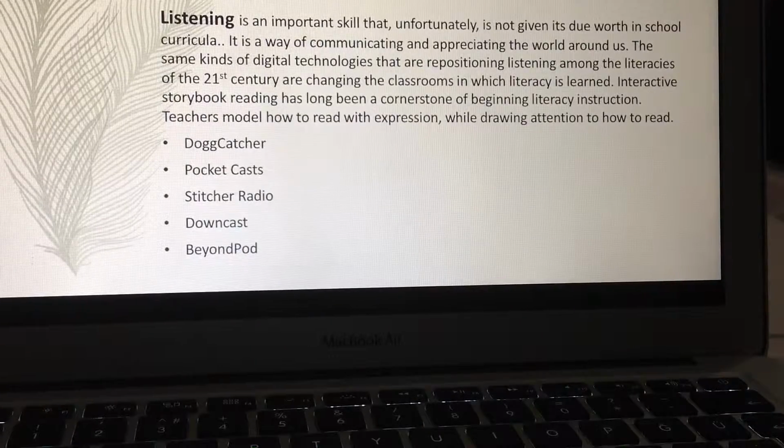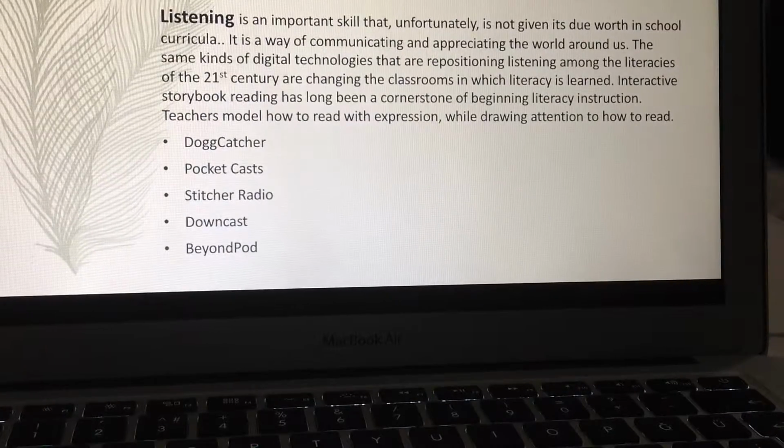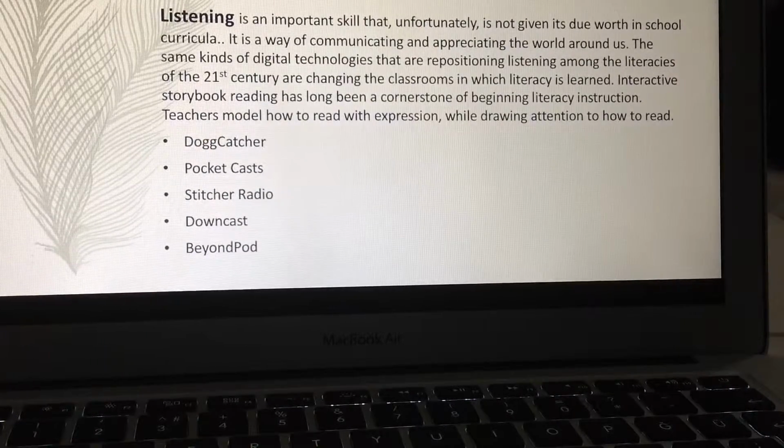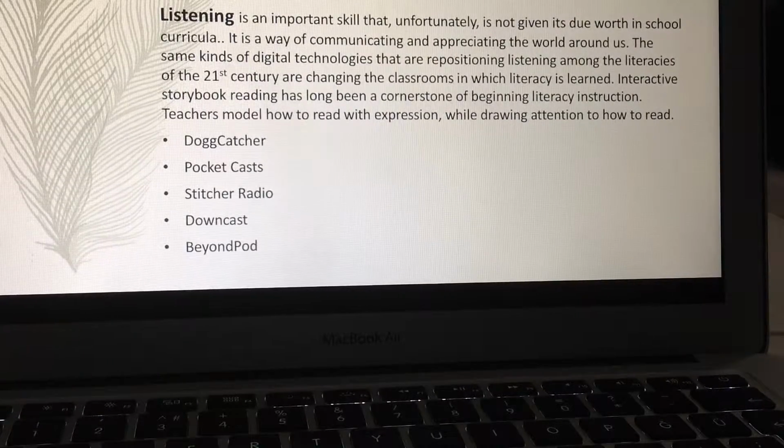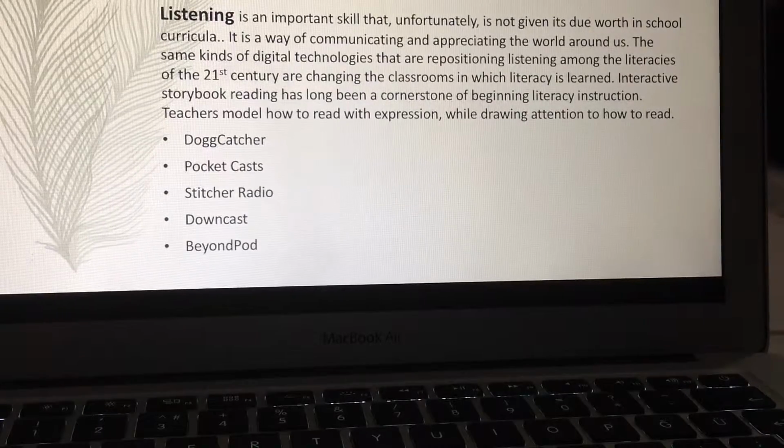Listening is the key to a better understanding. Unfortunately, it is not given due weight in school curricula. It is a way of communicating and appreciating the world around us. The same kinds of digital technologies that are responding to listening among the literacies of the 21st century are changing the classroom in which literacy is learned.